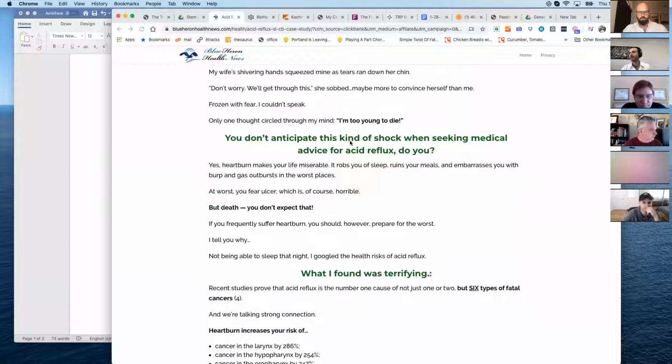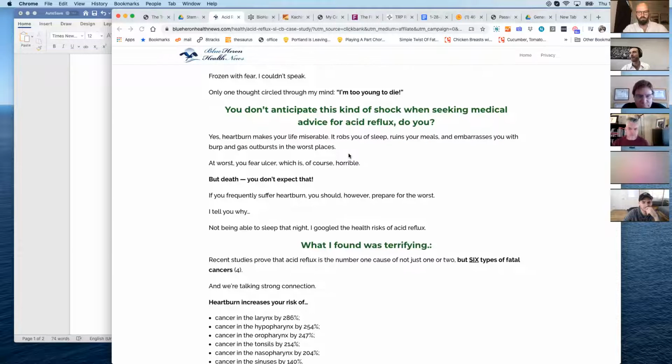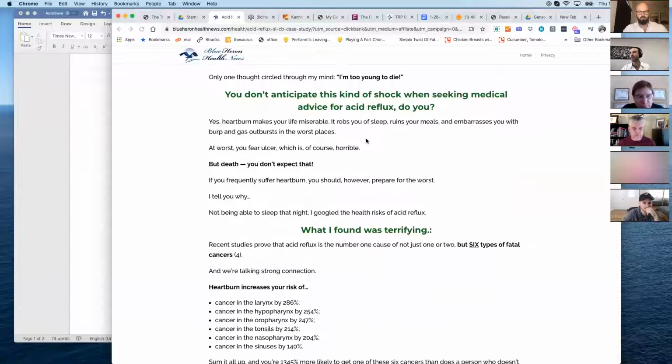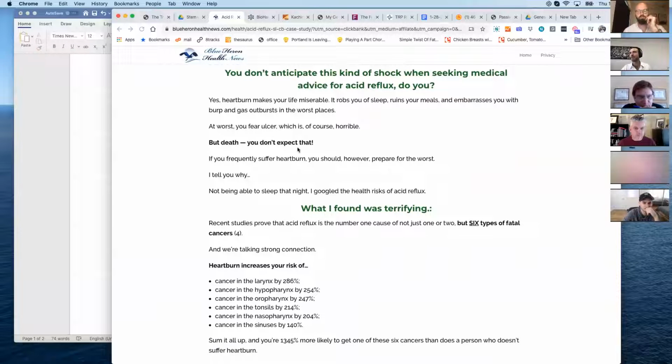You don't anticipate this kind of shock when seeing medical advice for acid reflux, do you? Yes, heartburn makes your life miserable. It robs you of sleep. It ruins your meals, embarrasses you with burp and gas outbursts in the worst places. At worst, you fear an ulcer, which is of course horrible, but death, you don't expect that. If you frequently suffer heartburn, you should, however, prepare for the worst.